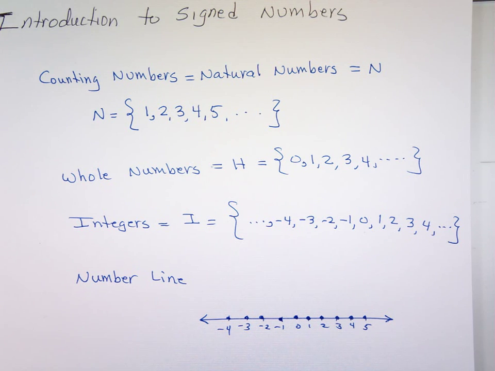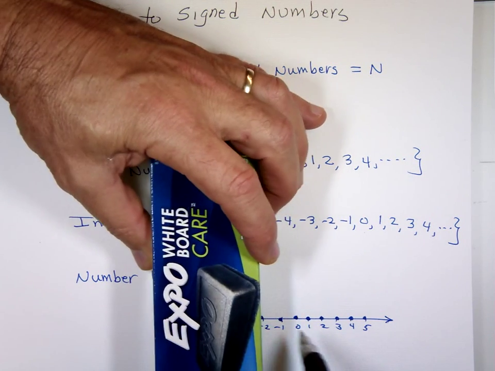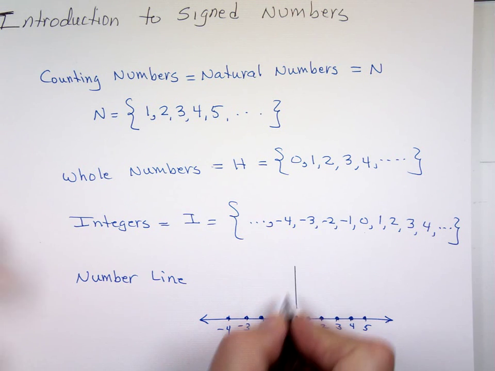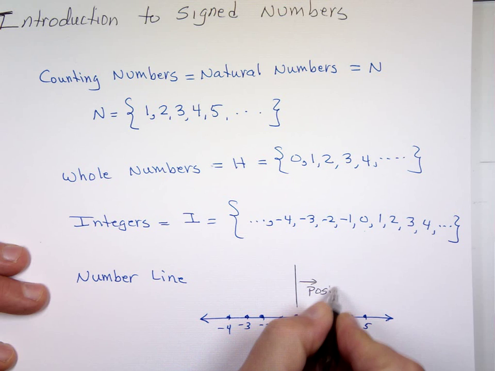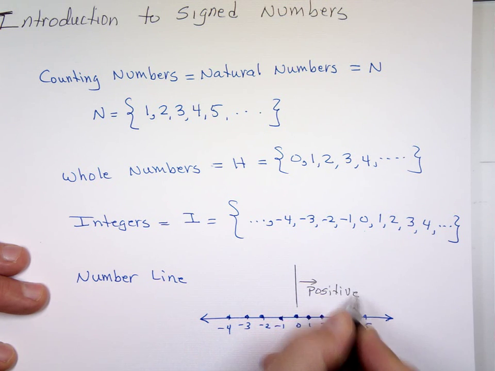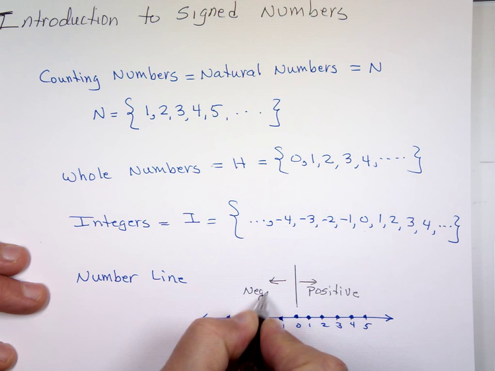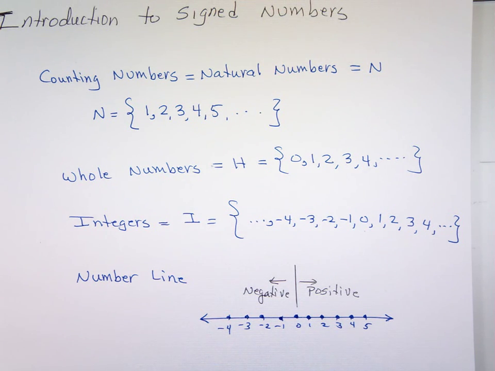Now, the numbers to the right of 0 are called what? Where's the 0? Right here. The numbers to the right are known as what? Positive numbers. And the ones to the left are what? Negative numbers. What about the 0? Is it positive or negative? Well, it's neither. 0 is not a positive or a negative number.